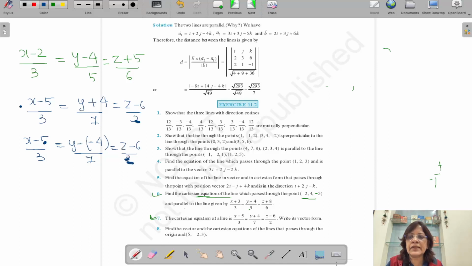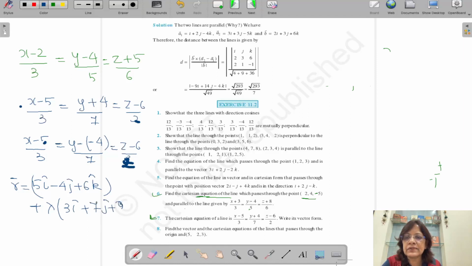We have to write its vector form. So what will the vector form be? r is equal to r1, a point, that is 5i minus 4j plus 6k, plus lambda times 3i plus 7j plus 2k. Clear?